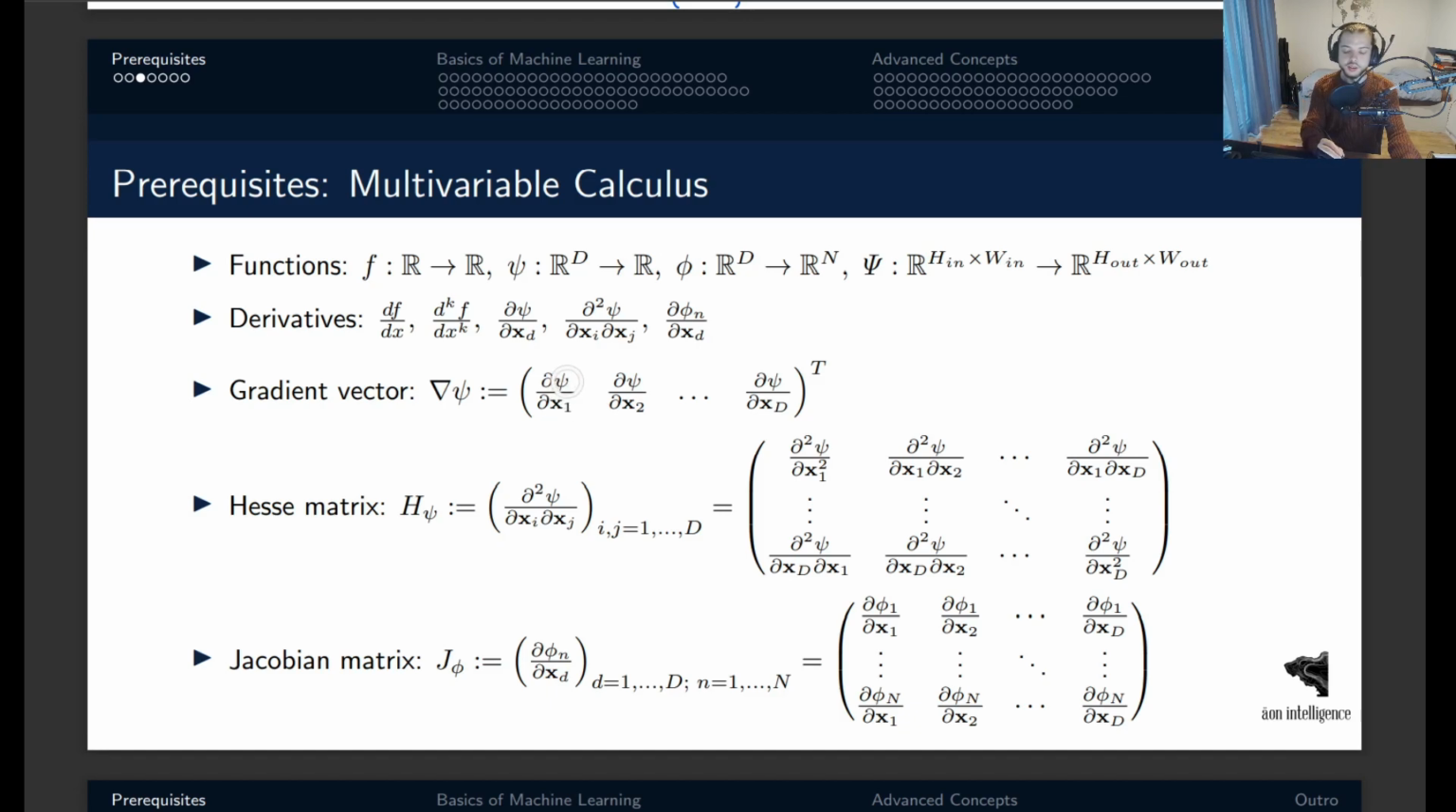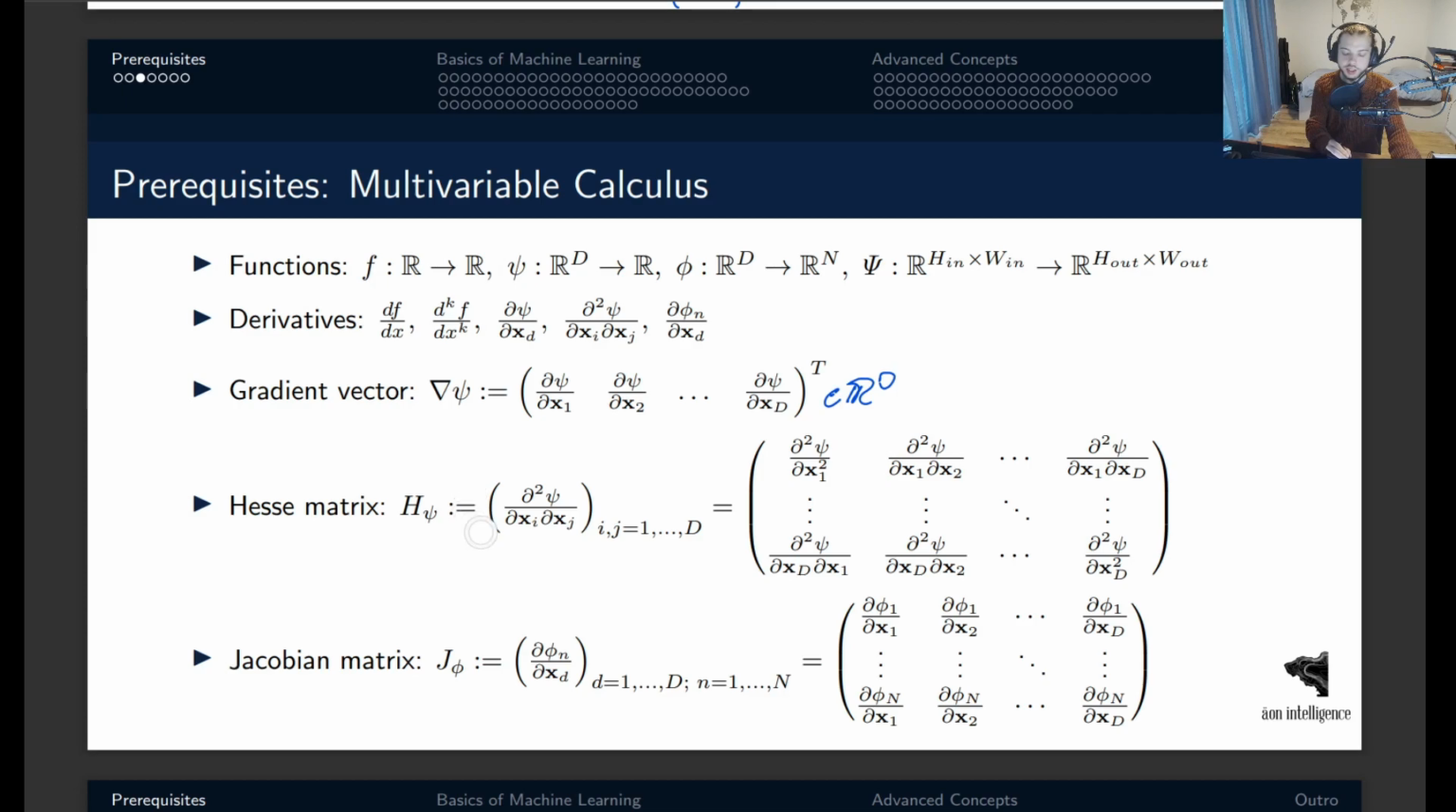So the first entry is the partial derivative of psi with respect to the first entry of the input vector. The second entry is the partial derivative of psi with respect to the second entry of the input vector, and so on until we reach the dth and final entry of our input vector. And from this definition follows that the gradient vector is of dimensionality d, because it has d entries.